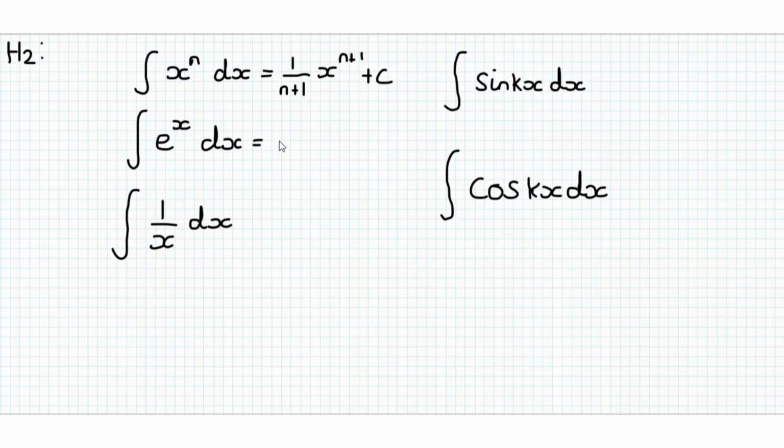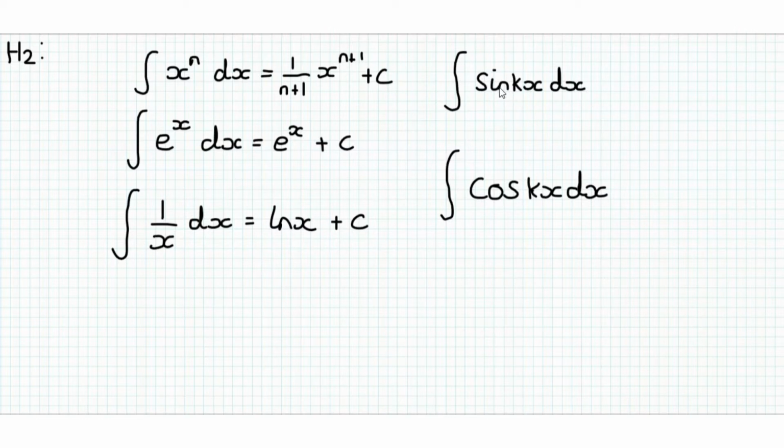e to the x just differentiates to e to the x, and integrates to e to the x, but it does also differentiate to e to the x. This is another common result, 1 over x goes to ln x. So you can see the pattern here, all these are just the opposite of the differentiation going the other way, so from here to here, well, this is the inverse.